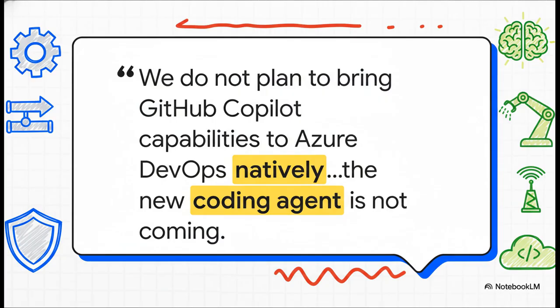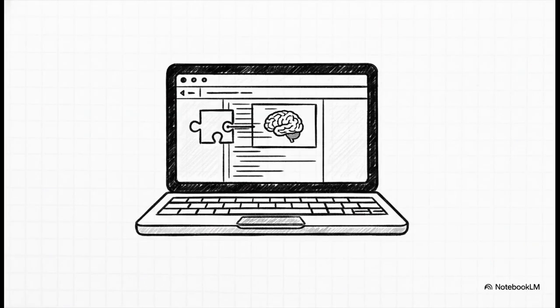And hey, you don't have to take my word for it. Microsoft has been incredibly upfront about this strategy. This is a direct quote from them. They've stated very clearly that those advanced server-side agent capabilities we just saw in GitHub, they are not coming natively to Azure DevOps. This isn't an accident. It's a deliberate design choice.